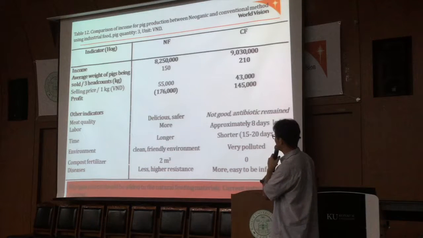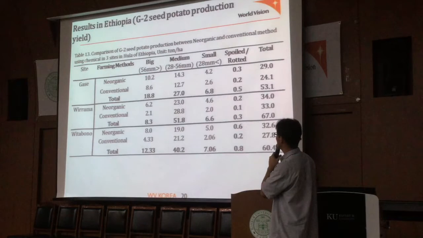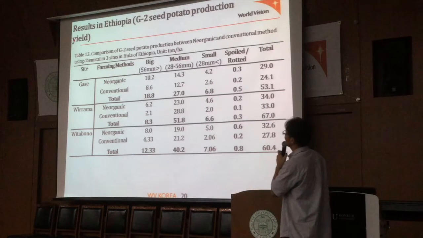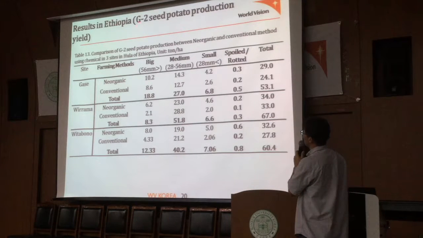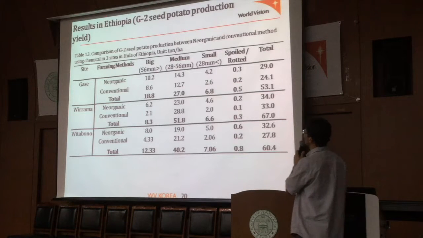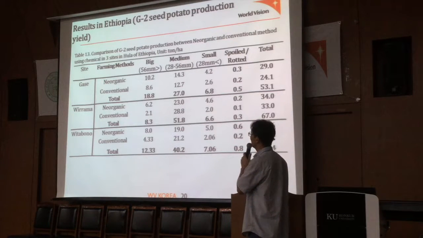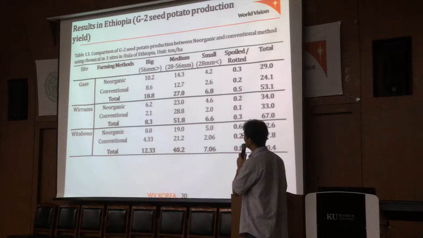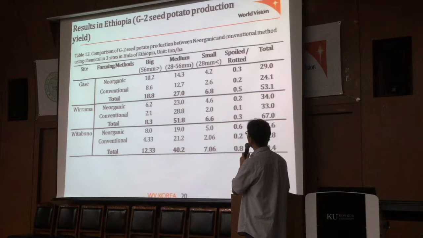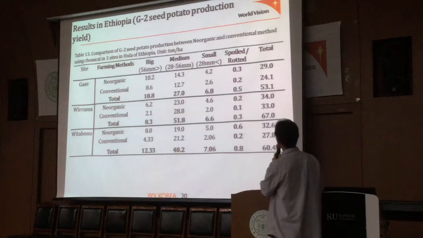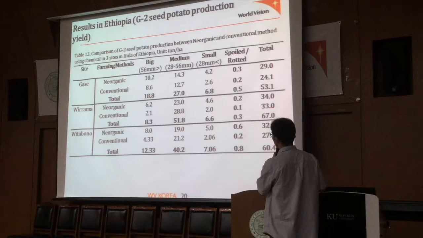So maybe this year or the next year. In this case, the research in Ethiopia to produce G2 seed potato production yield. There are 3 cooperatives, NeOrganic and conventional, and big, medium, small sizes, and spoiled, rotten ones, and the total, the final product.